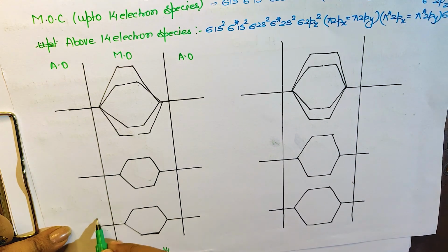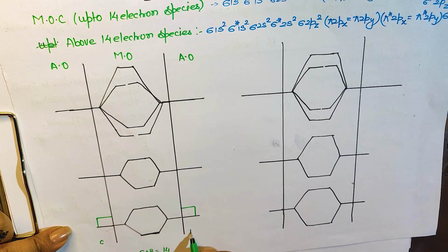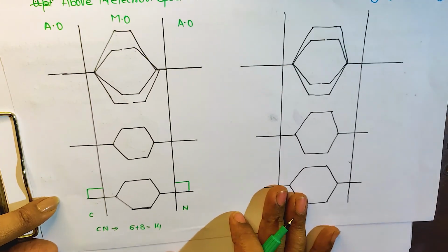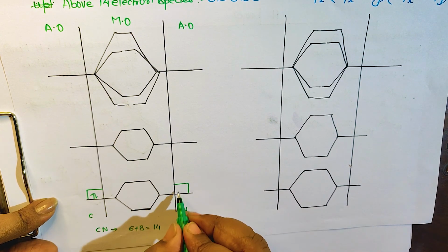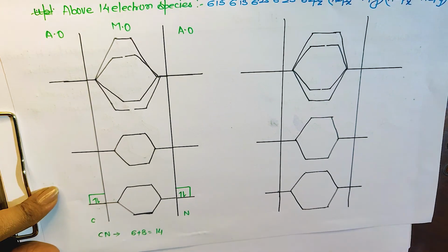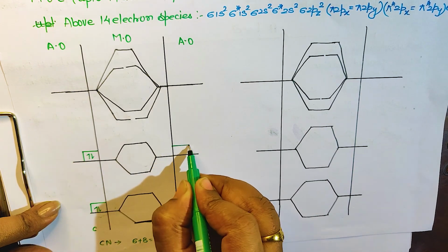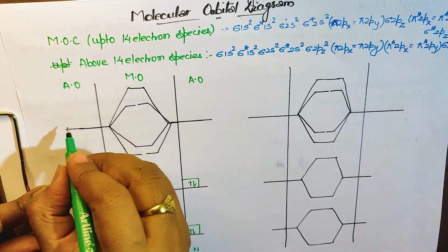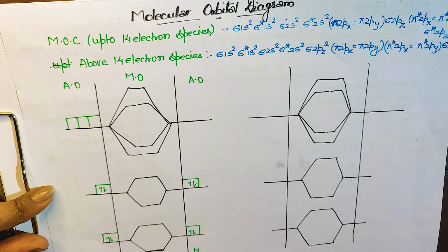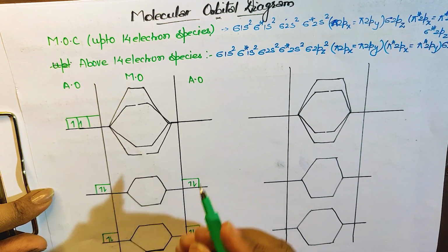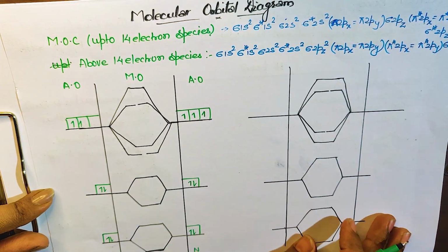So 2p. This is 1s2. Let me draw this 1s2. This is again 1s2. If this side it is C, then this side it will be N. You can do vice versa also, there is no problem. So carbon 1s2, nitrogen also 1s2. Done. Let me write the configuration first. Then 2s2, nitrogen is also 2s2. Then 2p. For carbon it is 2p2, sorry, 2p2, and for nitrogen it will be 2p3. Yes, like this. I hope it is clear.